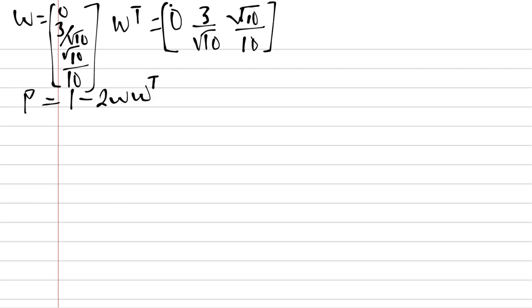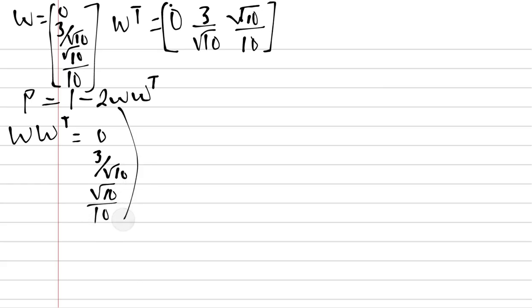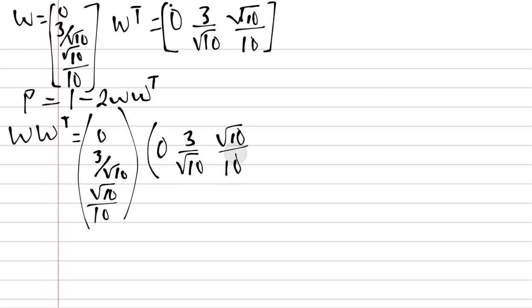So let's first do our w transpose first. So w transpose will give us 0, 3 over root 10, then root 10 over 10. Are you seeing that now? I want to multiply this with this row matrix: 0, 3 over root 10, then root 10 over 10. Now if you multiply this together, it will give you a 3 by 3 matrix. I'm sure you know that.